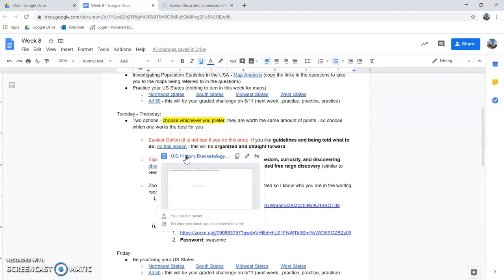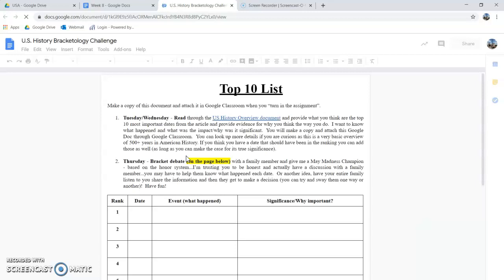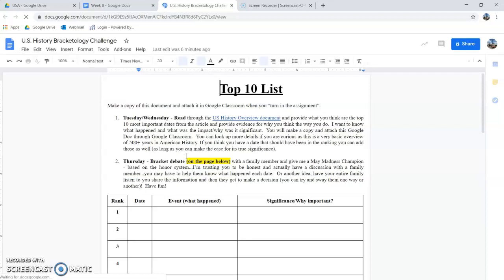So this lesson is a U.S. history bracketology. We're going to take you through the hundreds of years of U.S. history and make it in a simple form for you to be able to read. It's very brief and very basic, so you're definitely able to go in deeper if you want to do that. But what you're going to do on Tuesday and Wednesday is read through this document right here. And you're also going to choose from that document the 10 most important dates in U.S. history, what you think was significant and had a major impact on our country.